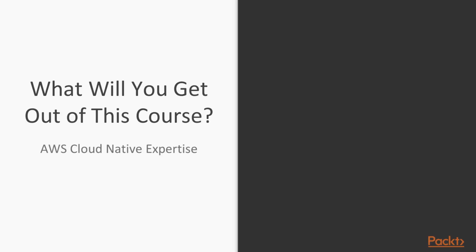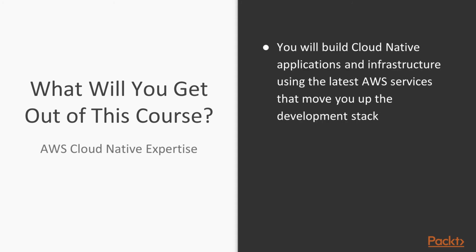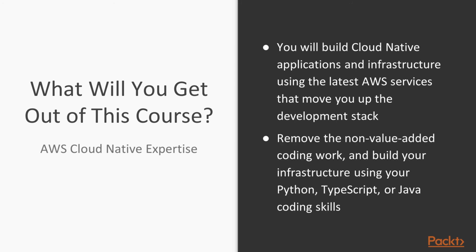So what will you get out of this course? The hope is you'll finish this course feeling like you have achieved AWS cloud native expertise. And how will you do that? Well, you're going to build cloud native applications and infrastructure using the latest AWS services that move you up the development stack. And what do I mean by moving up the development stack? Well, we're going to learn how to remove the non-value added coding work that you currently do in your job, because we're going to build your infrastructure using your Python, TypeScript, or Java coding skills using the AWS Cloud Development Kit, or the CDK.